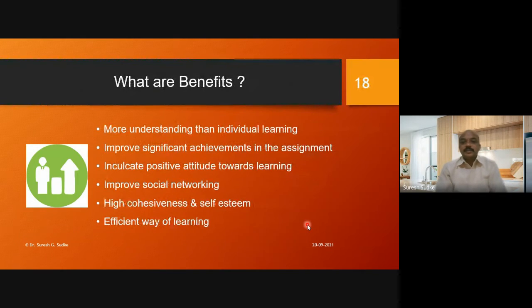Then, more understanding than individual learning. Significant achievements in the assignment can be obtained. It inculcates a positive attitude towards learning. It also helps to improve social networking since there is a development of interpersonal relationships between the students. Now our students are projected to develop their interpersonal relationships towards society also, and that is helpful for them. And high cohesiveness and self-esteem get developed, and it is an efficient way of learning.